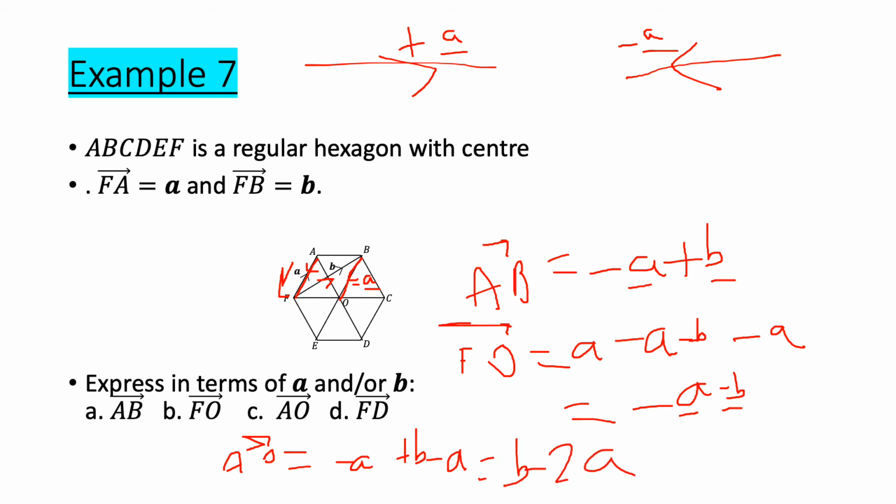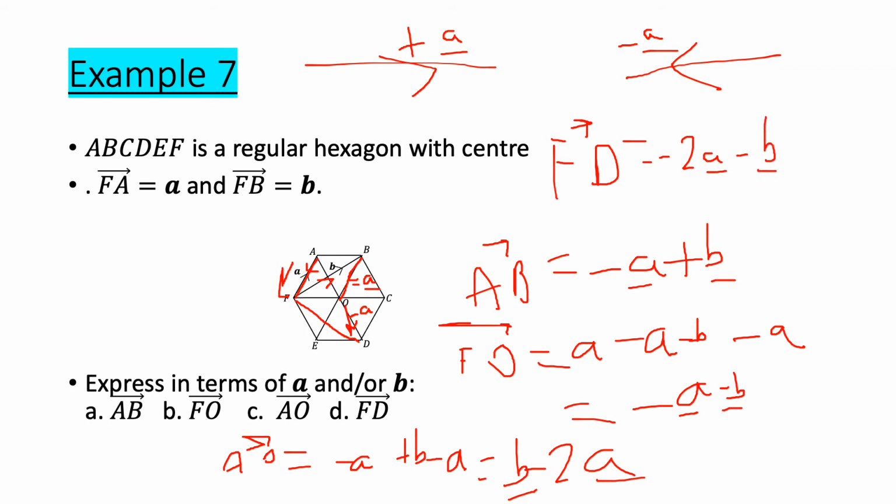And then lastly, FD, guys. FD is a bit trickier, but we will give it a go. FD is going to be that plus that. OD, we obviously know, is going to be negative A here as well, because it's the same idea. So FO is going to be minus A minus B, and the answer to FD is going to be minus 2A minus B, or minus B minus 2A, either way around.